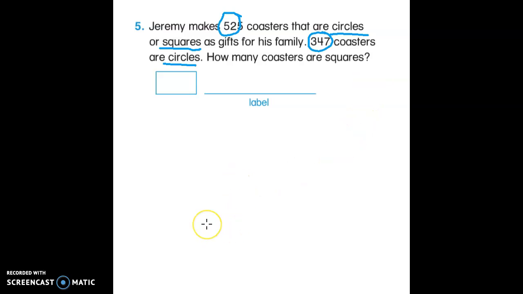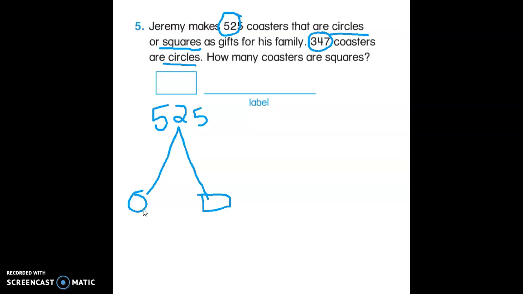I'm going to show you this in a Math Mountain. So remember, up at the top is our total. These are our add-ins. So my total number of coasters is 525. Then down here I have circles and I have squares that add up to be my total. Of my circles, I have 347. And my squares, I don't know yet. That's what I need to find.